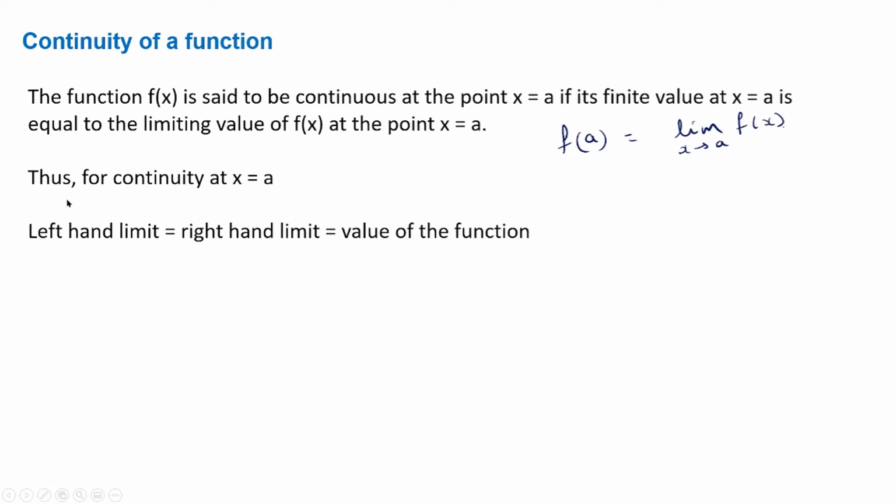Or for continuity at x is equal to a, we should have the left hand limit equal to the right hand limit equal to the value of the function. The left hand limit short form is LHL, right hand limit RHL. So we should have limit x tends to a minus f of x equal to limit x tends to a plus f of x equal to f of a. Only when this condition is satisfied, we say the given function is a continuous function.